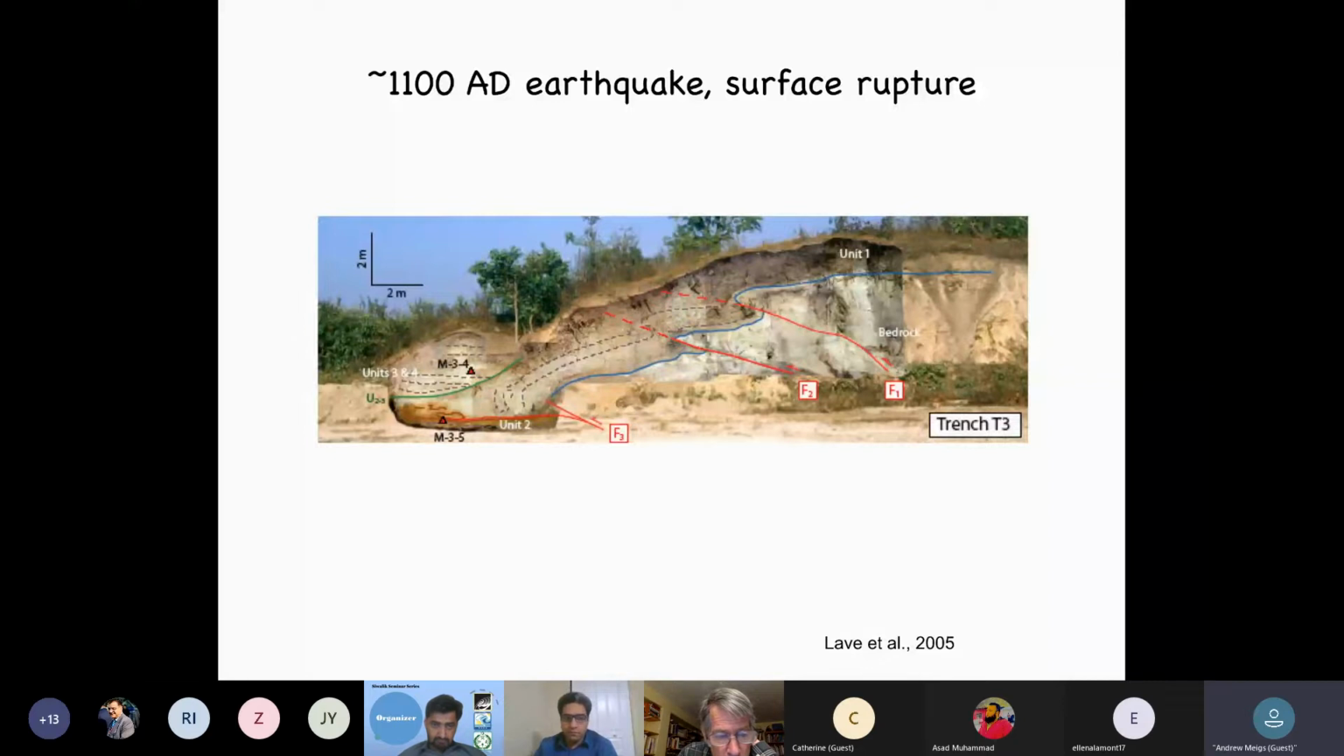And when you resolve for the slip on the main frontal thrust that is required to uplift this terrace, you get an earthquake in 1100 AD that probably had on the order of 17 meters of slip in that one event. And that 17 meters of slip represents the net stored accumulated strain since the last earthquake.